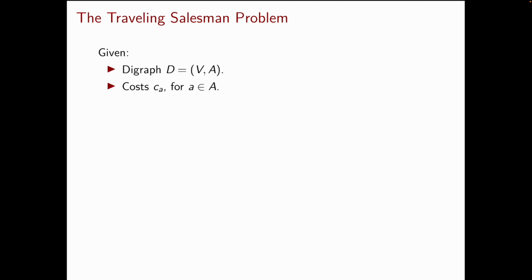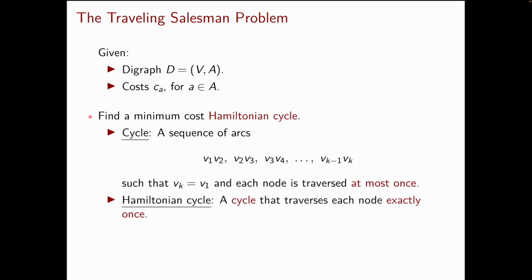Now that we have understood what D-graphs are, let's formulate the TSP. We're given a D-graph D with nodes V and arcs A, and we are given costs Ca for every arc a. The traveling salesman problem then asks us to find a minimum cost Hamiltonian cycle. So what is a Hamiltonian cycle? Well, let's start from the definition of cycle. A cycle is a sequence of arcs (v1, v2), (v2, v3), (v3, v4), and so on until (vk-1, vk) for some integer k.